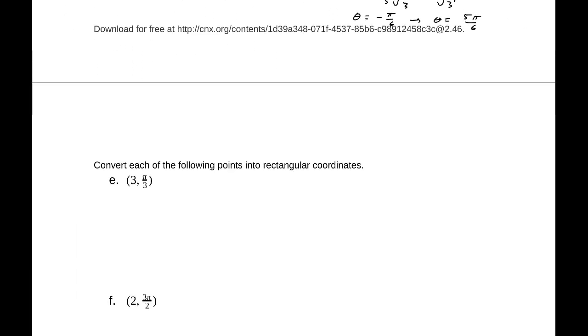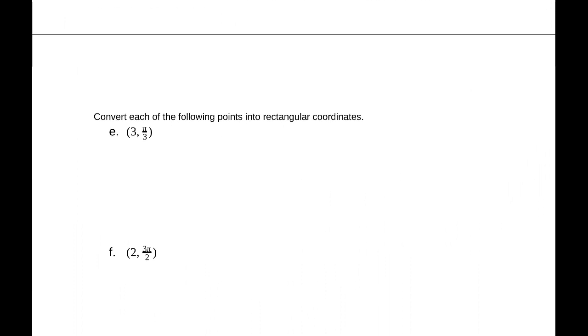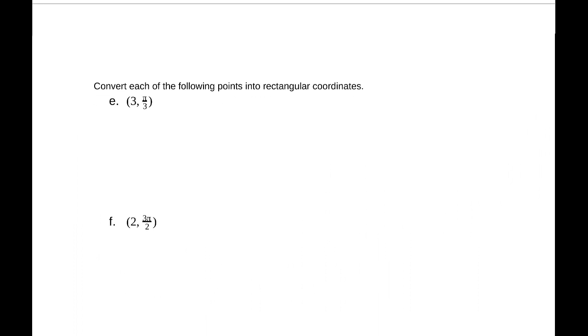Example 2, convert, actually no, it's still example 1, it's a long one. Convert each of these into rectangular coordinates. All right, this is going to be a whole lot quicker because we have these equations. We know what r and theta are, and we want x and y. We can plug those into r cosine theta and r sine theta. So for the first, our x is going to be 3 cosine pi over 3, which is 3 halves. So we have the point, just put it over here, 3 over 2.